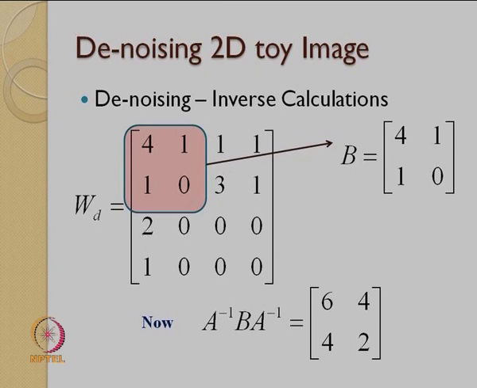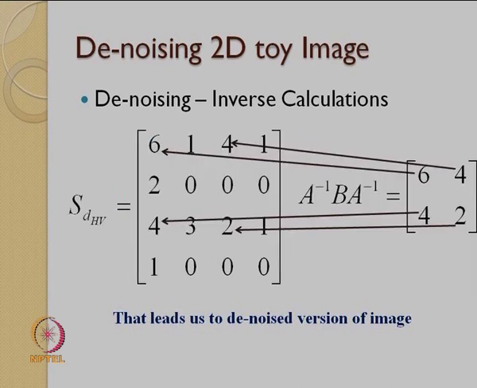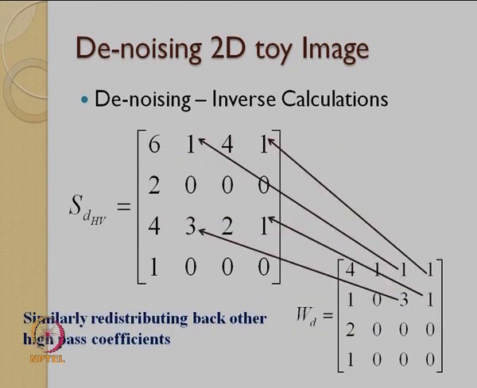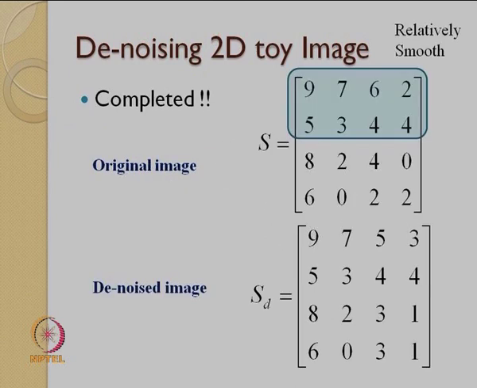I will distribute back these parameters in order to generate S D of H V, the denoised version of H V, and it is going to look like this now, where again 6, 4, 4 and 2 is coming from here. And now if we apply the same philosophy and calculate A inverse, and finally generate S of D, which I can calculate as, and if we do that, then what we are going to get is S of D. And this S of D I can compare with the S that we started off our analysis with.